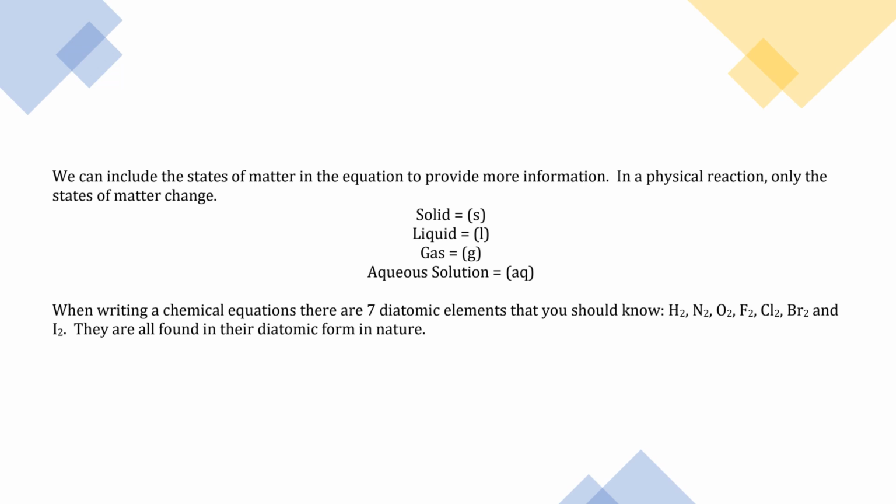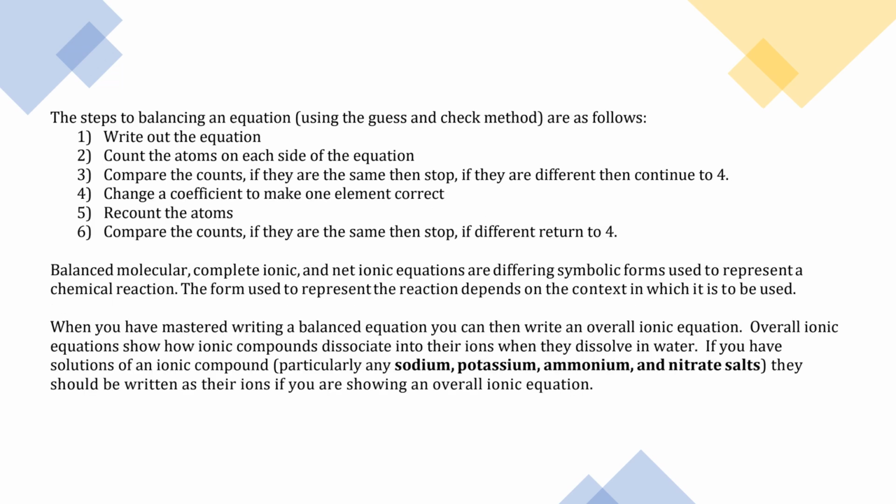You have to know your 7 diatomic elements. They are diatomic when they're found in nature, so H2, N2, O2, F2, Cl2, Br2, I2. So if it says hydrogen gas or hydrogen reacts with something, automatically it's an H2 molecule. Chlorine gas, chlorine reacts, it's automatically Cl2. You should know how to balance, hopefully.